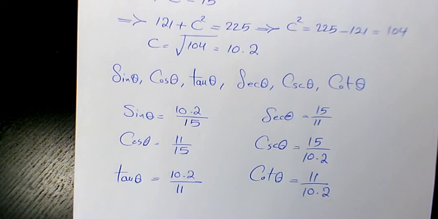So these are the ratios for trigonometry. We can leave it like fractions, or we can write it in decimals if it's needed. So basically that's how we find out sine, cosine, tan, secant, cosecant, and cotangent for right triangles.